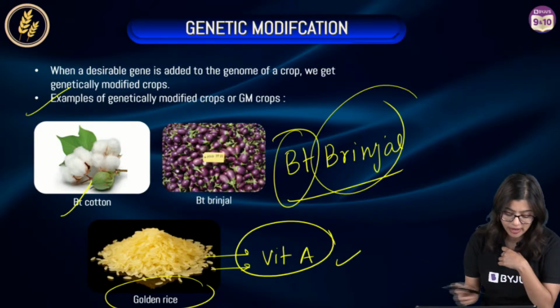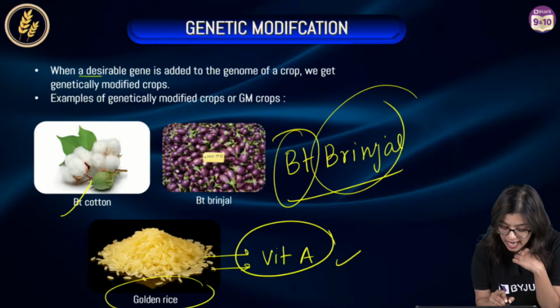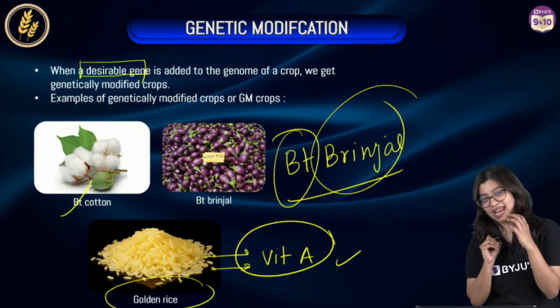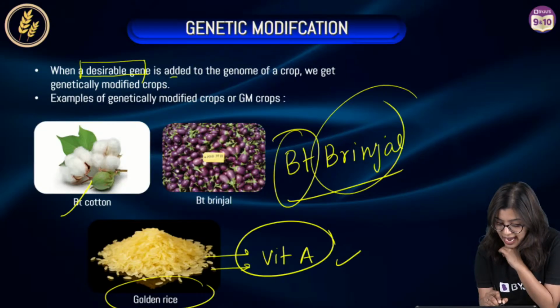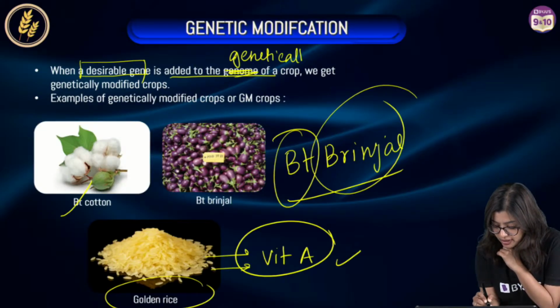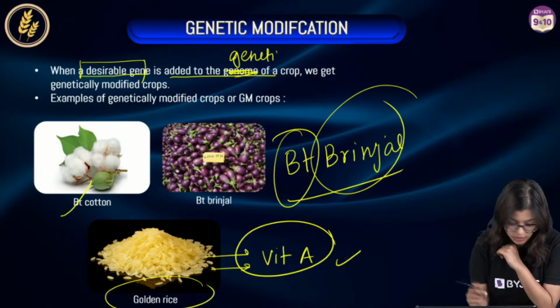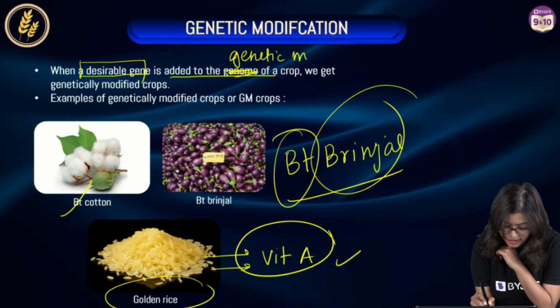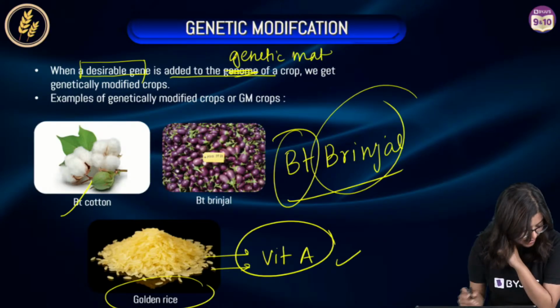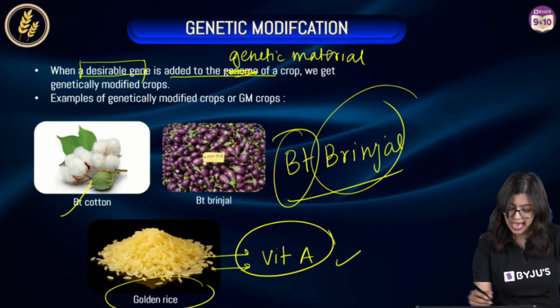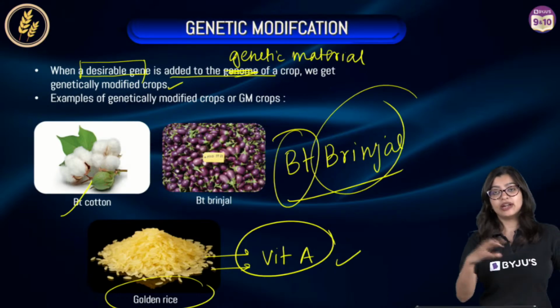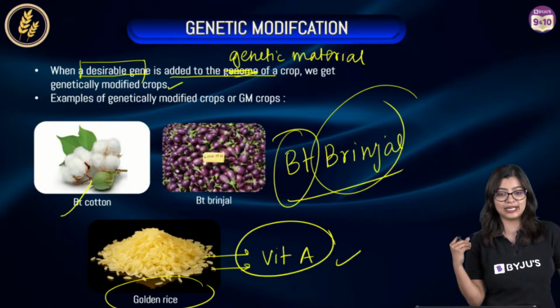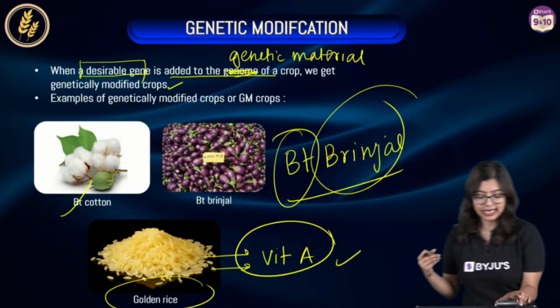So what is genetic modification? When a desirable gene, or a favorable gene, is added to the genetic material of a crop, right? So when it is added to the genetic material of the crop, what do we call it? We call this genetic modification, and such crops are known as genetically modified organisms. Yes? So are we clear?